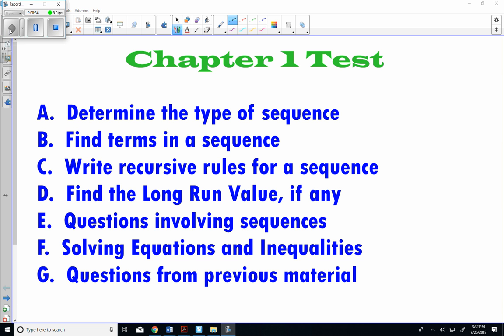And on all tests, there will be some questions from previous material. Since this is a first test of the year, the questions from previous material will cover things that you learned possibly last year in geometry or the year before in algebra. So let's look at some examples of things that you might see on the test.